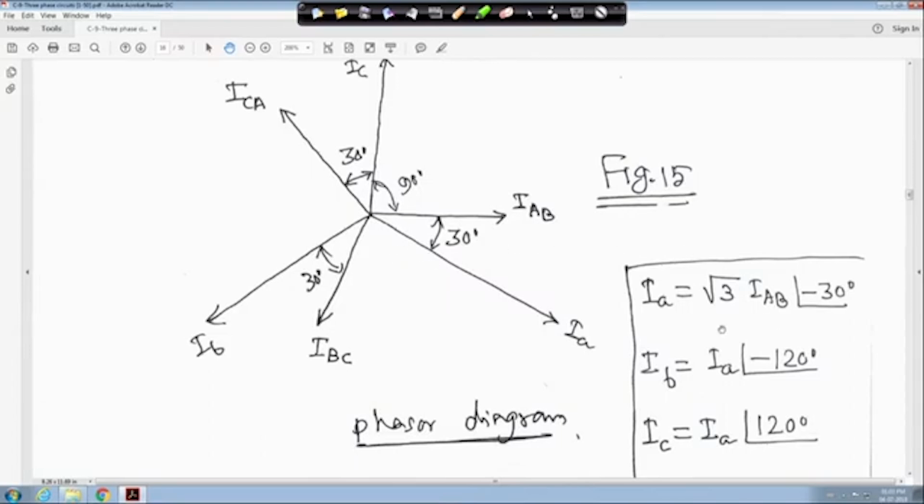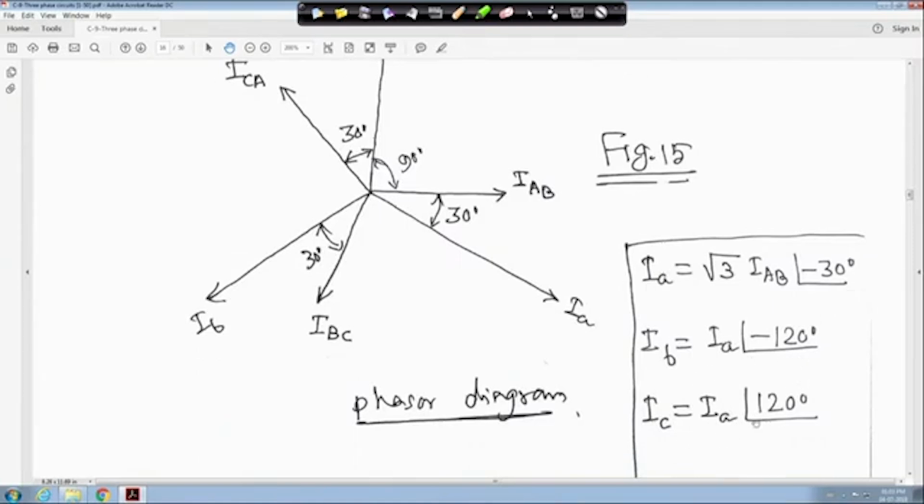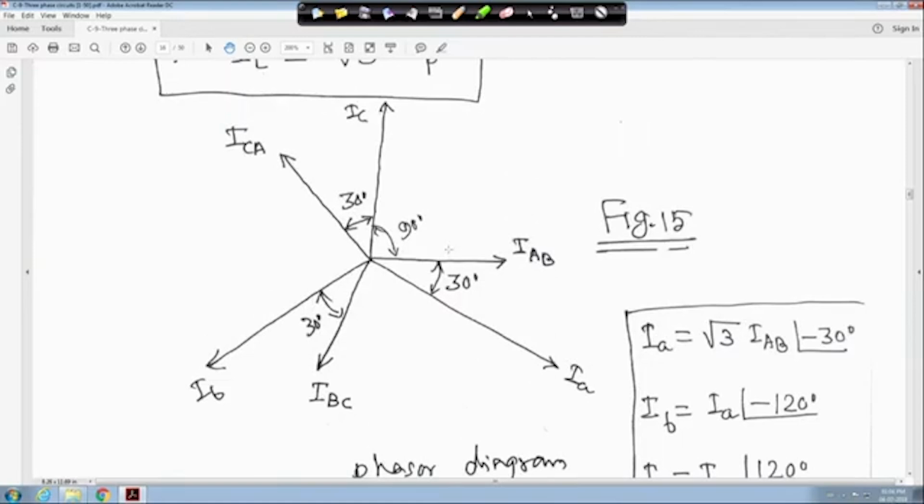Therefore, IA is equal to root 3 IAB angle minus 30 degree, IB is equal to IA angle minus 120 degree, and IC is equal to IA angle 120 degree, right. So, this is actually our relationship. So, there should not be any confusion.